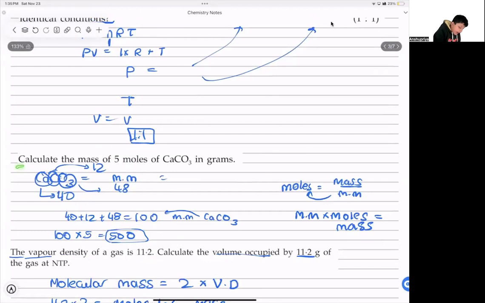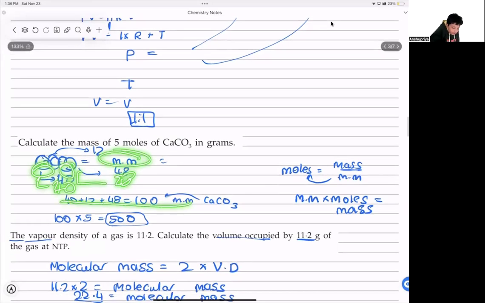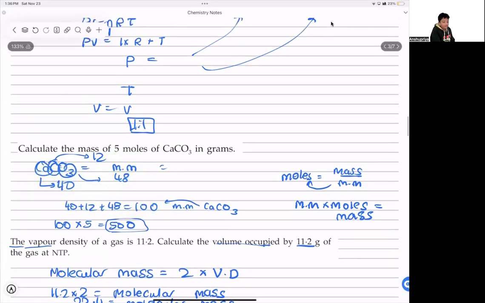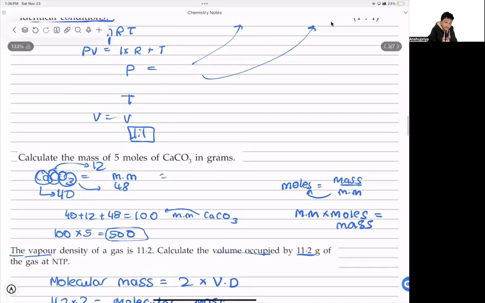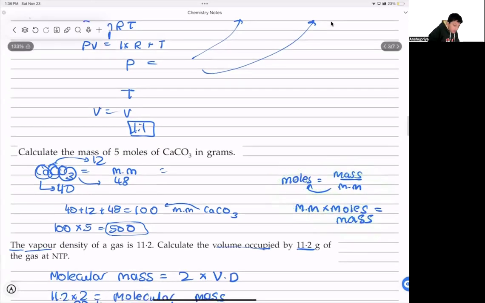Next question. Calculate the mass of 5 moles of CaCO3 in grams. So what is CaCO3? C molecular mass is 12. Ca molecular mass is 40. O3 molecular mass is 48. So to find the molecular mass, we just add up all and we get 100. So we need to find 5 moles. So using this formula, we will see the molecular mass into moles is equal to mass. So it will become 100 into 5.